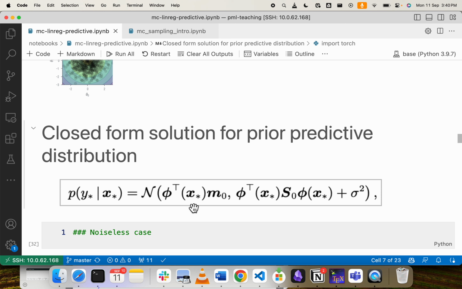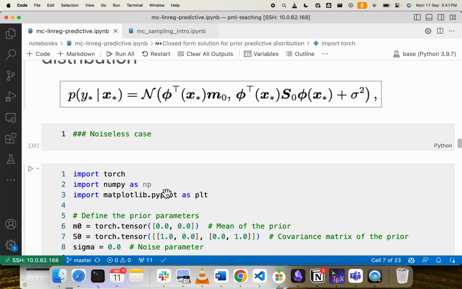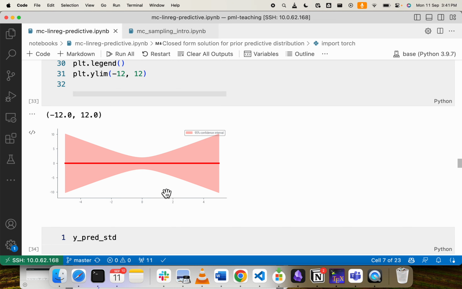Now this was similar to one of the questions in your exam also. So M naught is the mean of the prior and S naught is the covariance of the prior. Sigma square is the variance, the noise variance, and phi is just the basis function expansion. So in simple terms, it's just 1, x, and for polynomial it will be 1, x, x squared, and so forth. So knowing this closed form distribution, we also simulated the same, and we obtained a function which looked exactly the same, right?